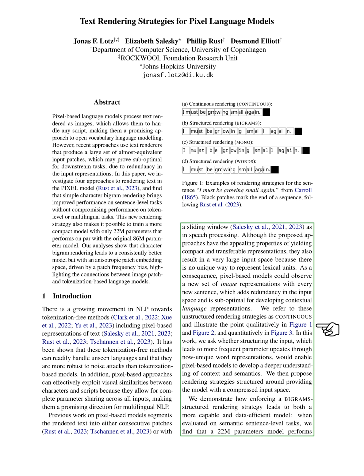In this study, we question whether structuring the input, which would result in more frequent parameter updates through unique word representations, could help pixel-based models gain a deeper understanding of context and semantics. We propose rendering strategies that provide the model with a compressed input space. We show that enforcing a rendering strategy based on bigrams, two-character combinations, leads to a model that is both more capable and more data efficient. For instance, a model with 22 million parameters performs competitively with the original model that has 86 million parameters. When we increase the parameters back to 86 million, the performance gap to BERT, trained on the same data, narrows.